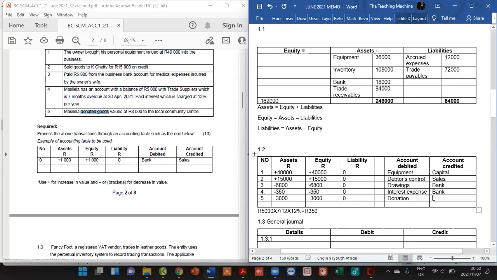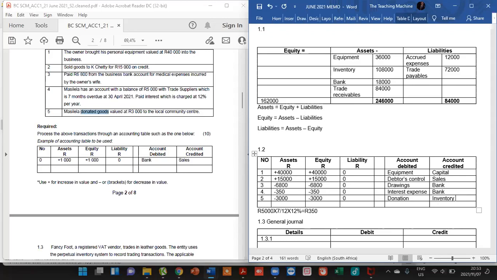Now, what is it that was donated to the local community center? Goods. What do we call goods in accounting? Inventory. Does the equation balance? Yes, it does balance. If you look at assets, they equal minus 3,000. Equity and liabilities, it's also the same value.